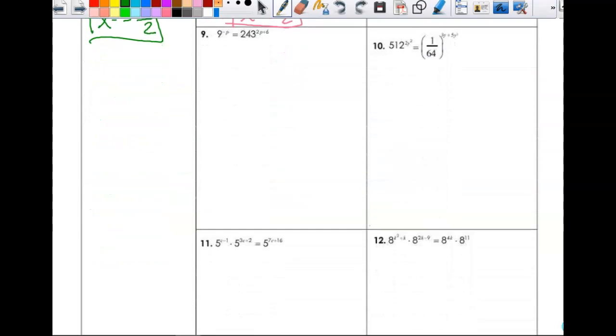And let's see if our base could be 9. 9 times 9 is 81. 81 times 9 is way more than 243. So 9 is not your option here for your base.